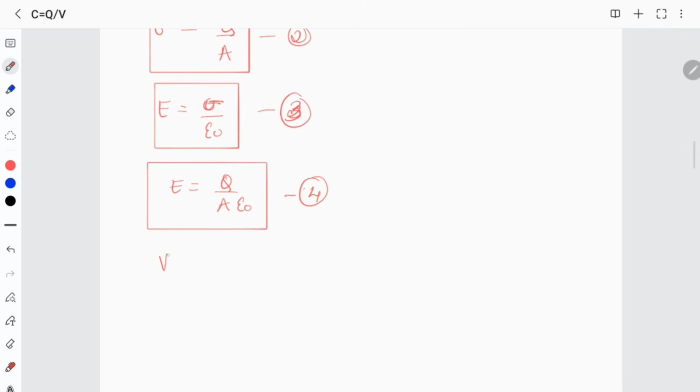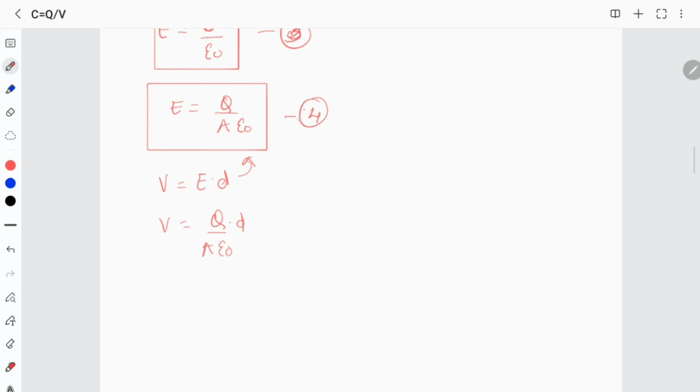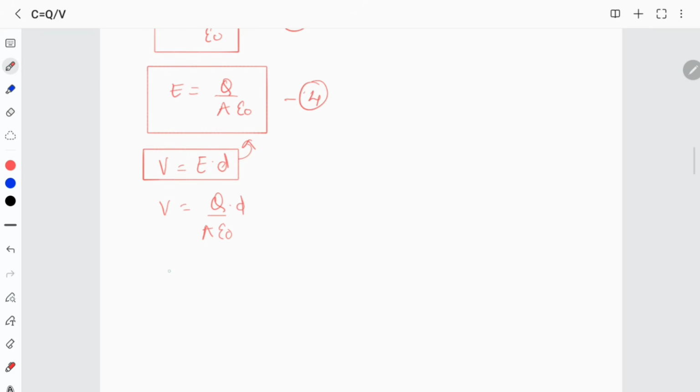Now I recall the formula of V. See, I know potential, okay, between a uniform field is given by the formula E into D. This is what you have learned in electric fields. Okay, I recall my E value, so my V becomes Q upon A epsilon naught into D. I'm just substituting equation 4 in the equation of V. Now I can play with it.